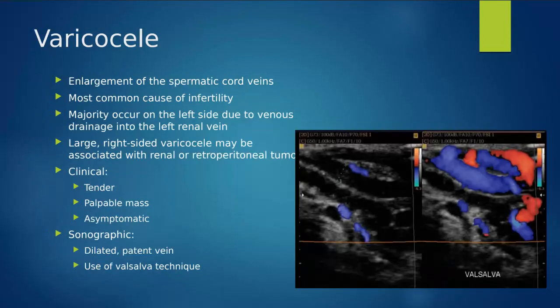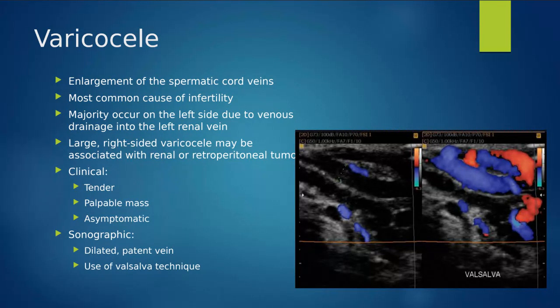Next, we have varicoceles. These are very common. We see these quite a bit on ultrasound, and we just need to be aware of how we should be evaluating them. These are enlargements of the spermatic cord veins. So as the veins are traveling through the spermatic cord, they become enlarged. This is going to be the most common cause of infertility, and the reason why is because vessels, whether it be veins or arteries, are going to inherently have heat associated with them. Now, when we have these enlarged veins, we're going to have more heat in that area, right? Because the veins are bigger than they should be.